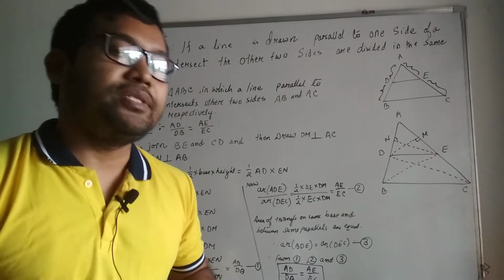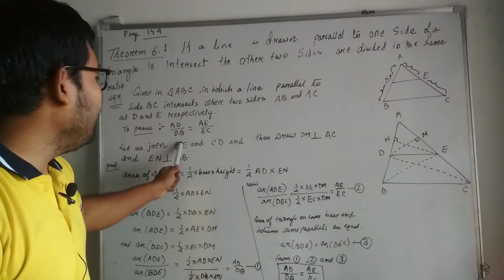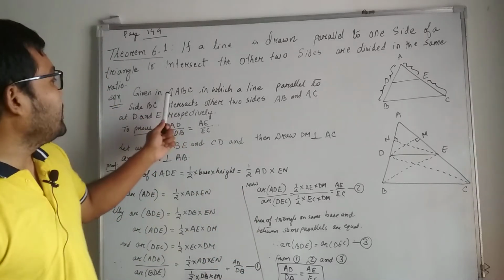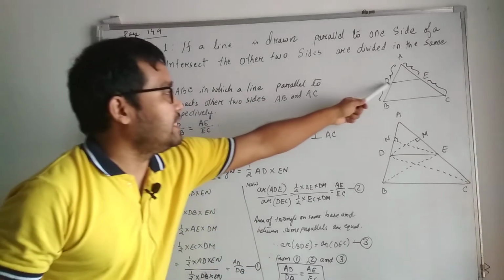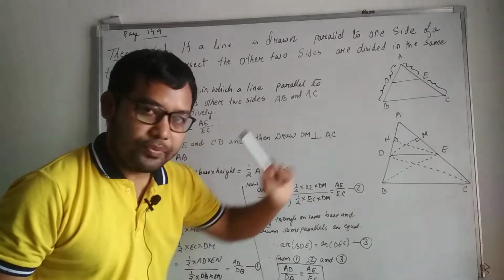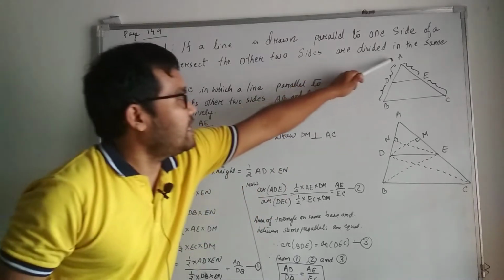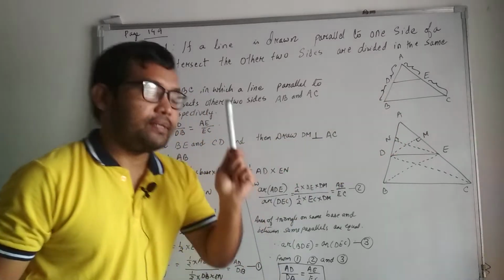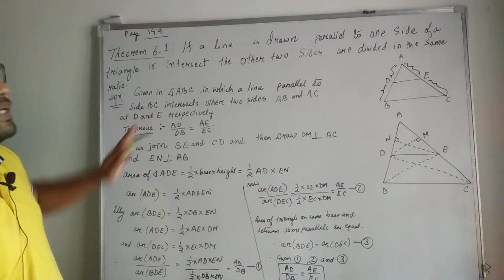This is what we need to prove: AD by DB equal to AE by EC. So in triangle ABC, a line DE parallel to BC is drawn. We need to prove AD by DB equal to AE by EC.